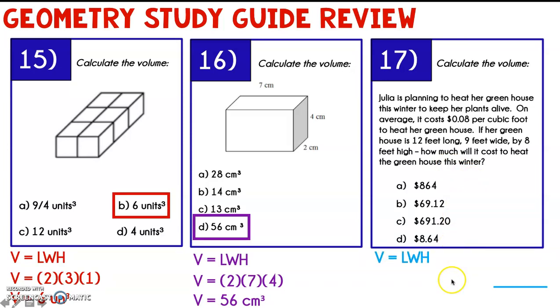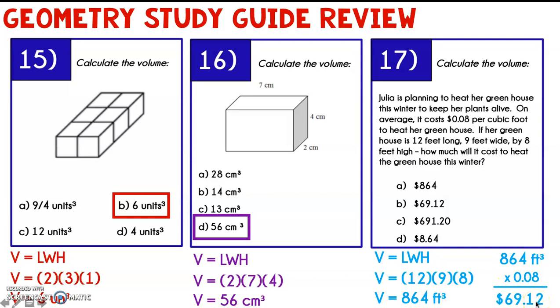So we're going to use volume equals length times width times height. The length is 12, the width is 9, and the height is 8. So we found the volume is 864 feet cubed. But the question doesn't ask us for volume. The question asks us for price. So we're going to take the volume, 864, and multiply it times 8 cents per cubic foot. When we do that, we get $69.12. So it's going to take $69.12 to heat our greenhouse.